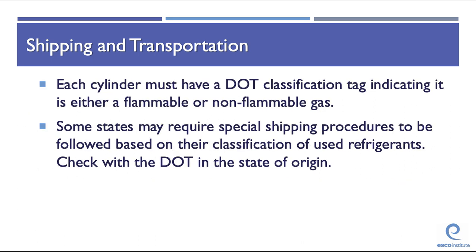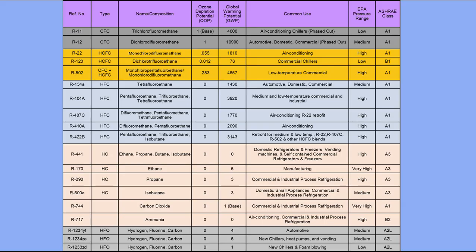Each cylinder must be marked with a DOT classification tag, including whether it is a flammable or non-flammable gas. Some states may require special shipping procedures to be followed based on their classification of used refrigerants. Check with the Department of Transportation in your state.